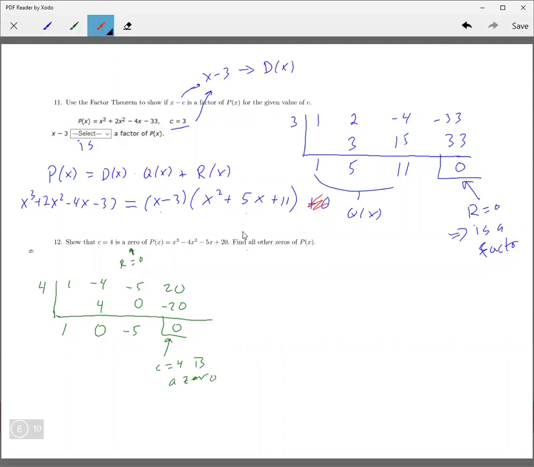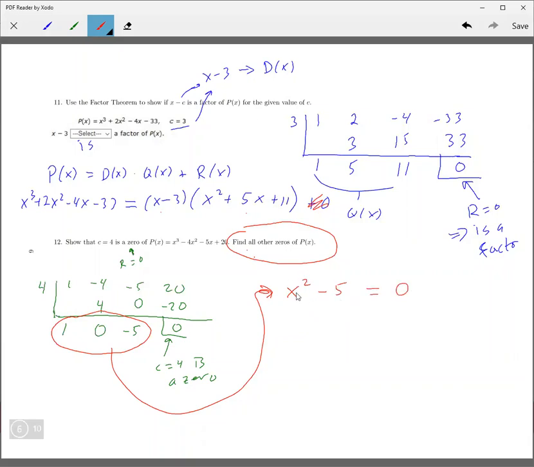Now it says find all other zeros of p of x. So what you do is you start from this, which is x squared minus 5. You set that equal to 0. This is a quadratic, so you're going to solve this. So x squared is 5. Extracting square roots, you get x equals plus or minus √5. So the answers are -√5 and √5. Those are the additional zeros right there.